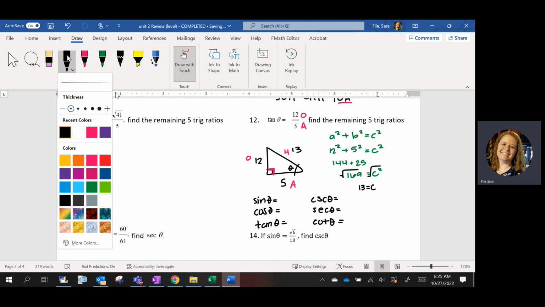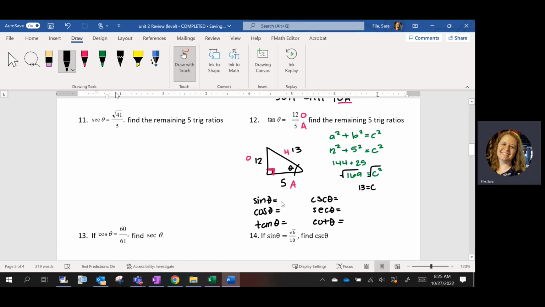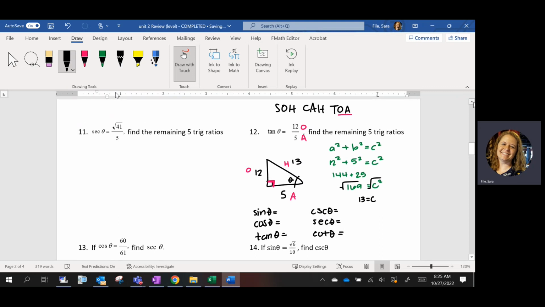Find a tip pen to write all these in. All right, so sine, I'm going to scroll back up so you can see SOHCAHTOA at the same time here. Sine is O over H, so that is 12 over 13. Cosine is A over H, so that is 5 over 13. Tangent is the one that we were given. It's 12 over 5. I'm just going to write it again because I like to have them all together.